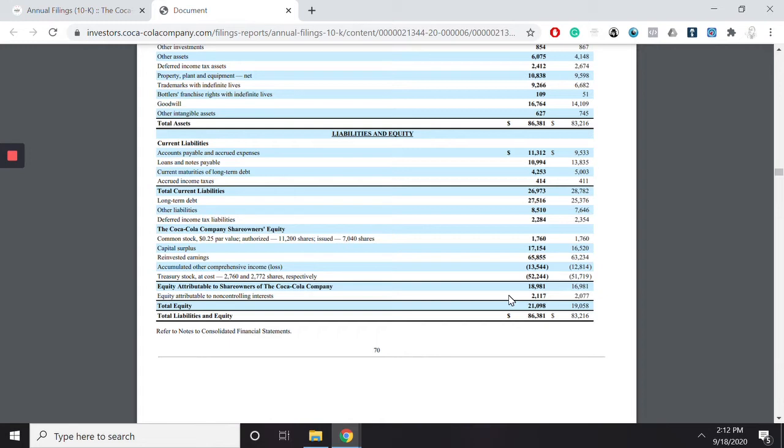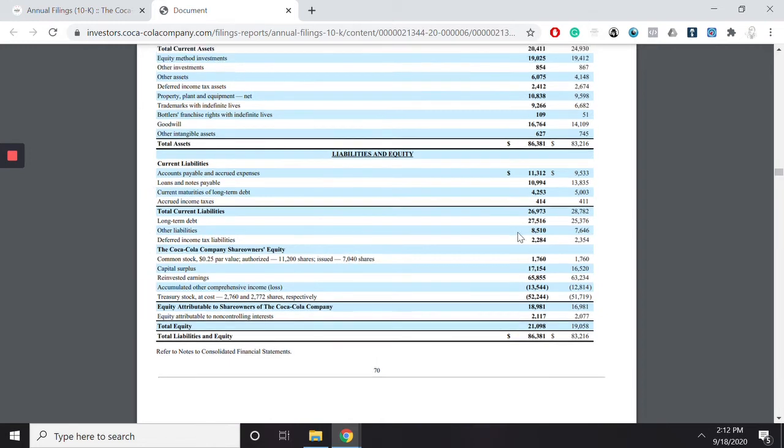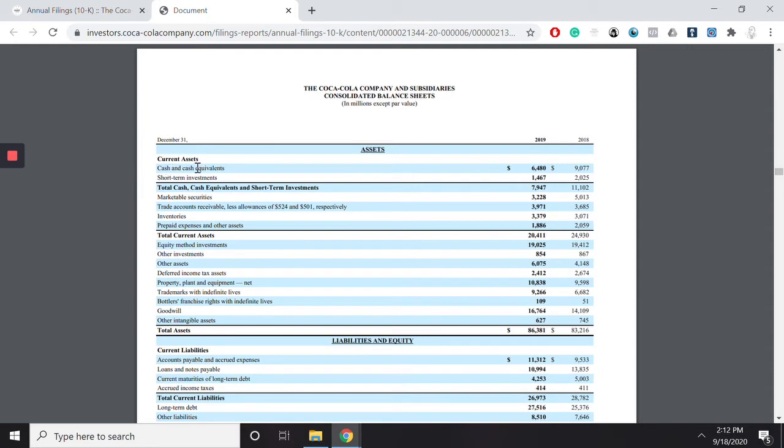So we're most concerned with things like cash and cash equivalents. Cash is king, as always. So is the company retaining cash? Is the trend going up or down? And then we're also looking for things like accounts payable, accrued expenses, accounts receivable, because this is what helps us determine cash flow, which we'll be talking about more in the cash flow statement.